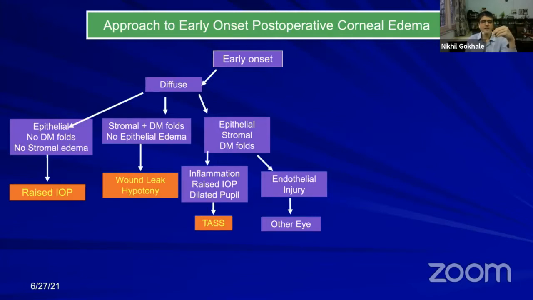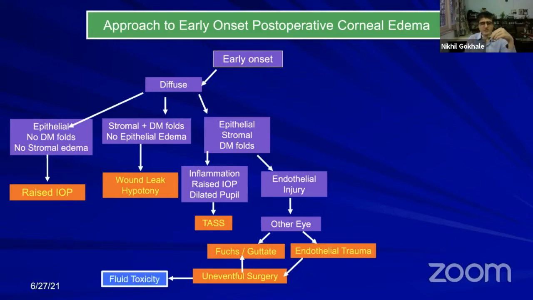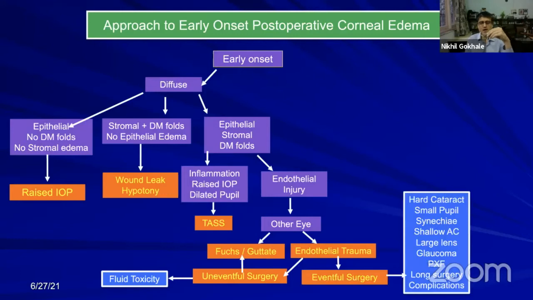I normally look at the other eye. If the other eye shows a bad endothelium, probably this could be a response even following an uneventful cataract surgery. However, if the other eye is fairly normal, it indicates there has been some sort of endothelial trauma during surgery. And if the surgeon mentions that the surgery was uneventful, this could be something related to a toxic pathology. However, in presence of an eventful surgery like a hard cataract, small pupil, or a shallow AC, we can understand that there may have been endothelial problems during surgery.